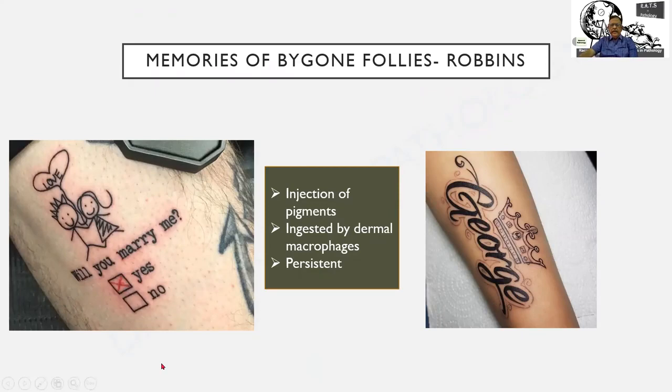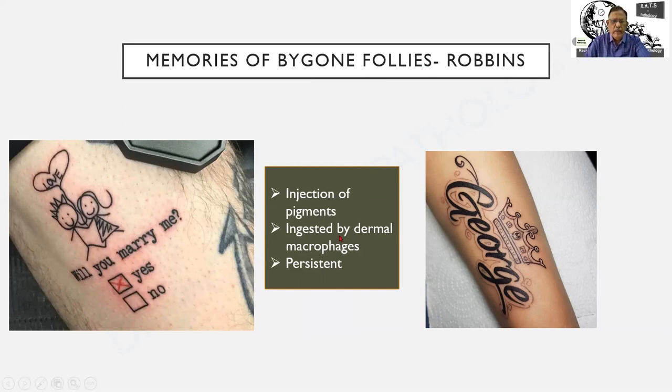The next one is tattooing of the skin. Tattooing is supposed to be a memory of bygone folly. A beautiful description by Robbins again. What happens here is pigments are being injected into the skin and they are being engulfed by the dermal macrophages. These dermal macrophages have a very long life, as a result of which you find that they remain. That is why it has been described as a memory of bygone folly.